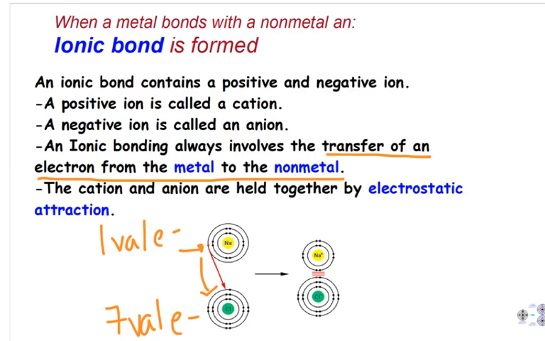Remember, the magic number is 8. We want to get to 8 valence electrons. So chlorine just needs 1 more to be happy. Sodium has 1 extra to give, so sodium gives its 1 valence electron to chlorine. When this happens, sodium ends up with a +1 charge. Chlorine ends up with a -1 charge, and the thing that holds them together is called electrostatic attraction. It's like North and South Pole magnets. When they come close together, they're going to attract. Positive and negative charges attract.